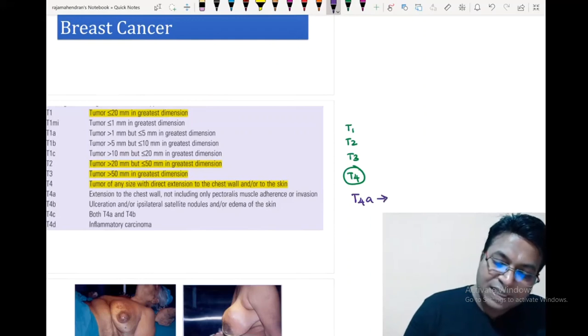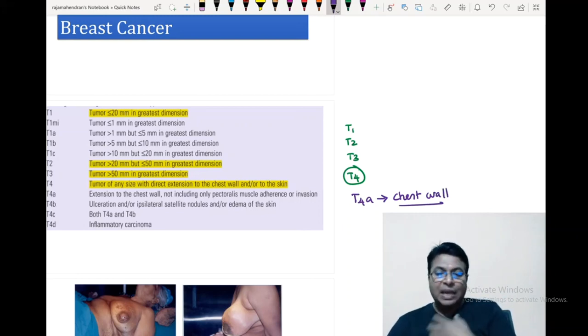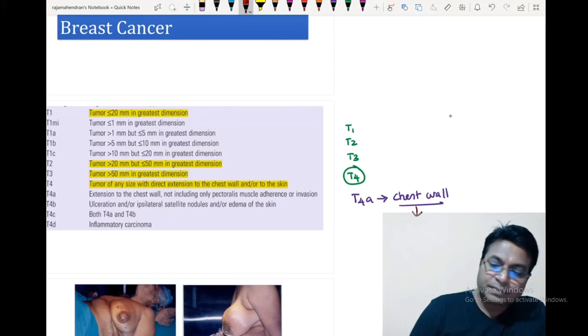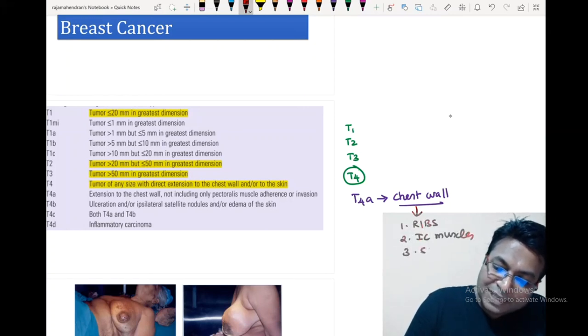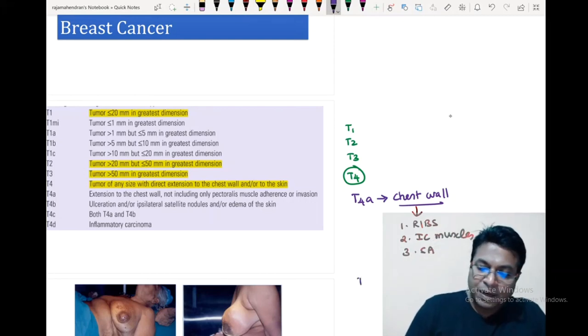T4A is nothing but chest wall involvement. The tumor has gone to the chest wall, which is known as T4A. Can you tell me what is T4A? The tumor involves, number 1, the ribs. It involves intercostal muscles. It involves serratus anterior. It is known as T4A.